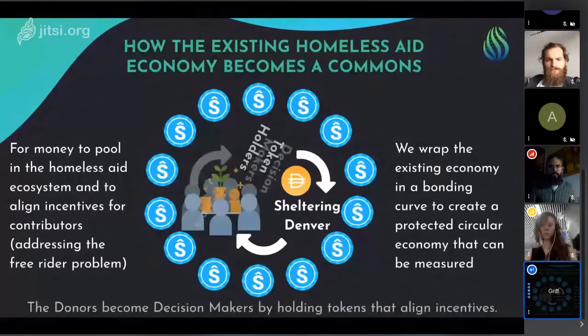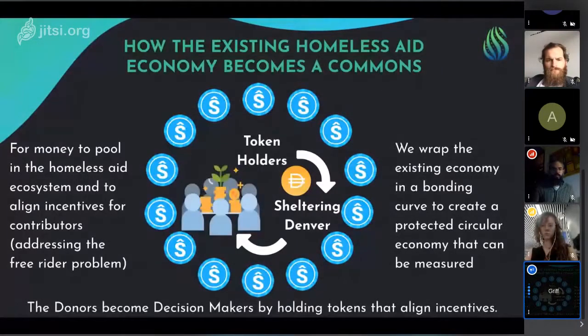And one of the coolest things, I think, is the power of decentralization and allowing those who contribute resources to the internal economy to have a distributed stake in the actual decisions that are made, because the token holders are and become the decision makers.